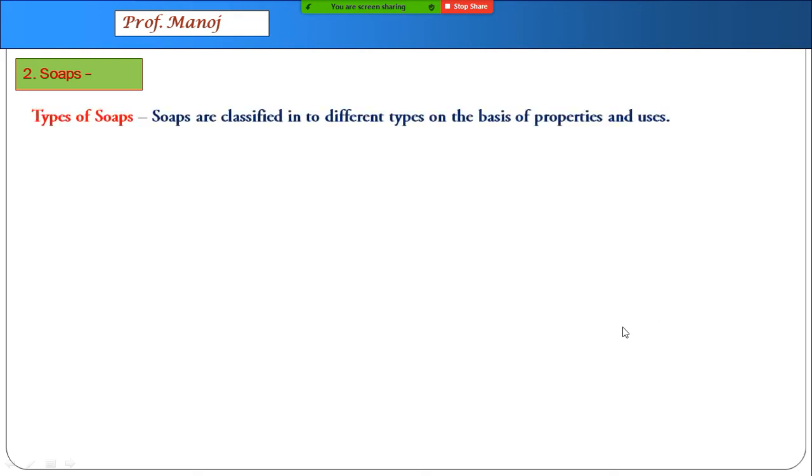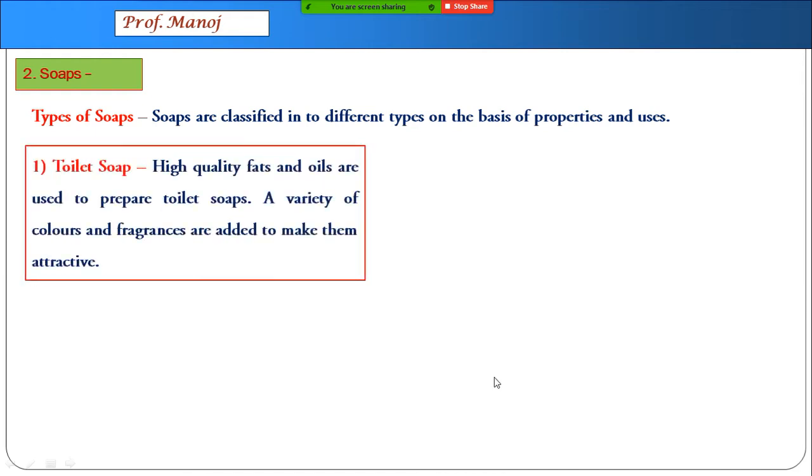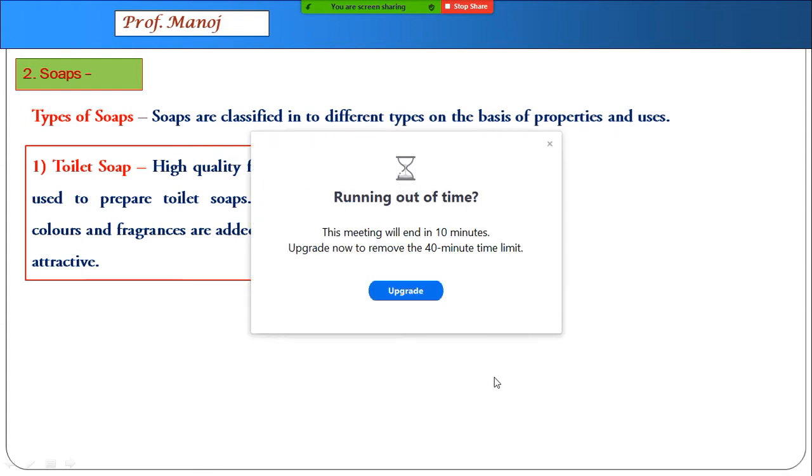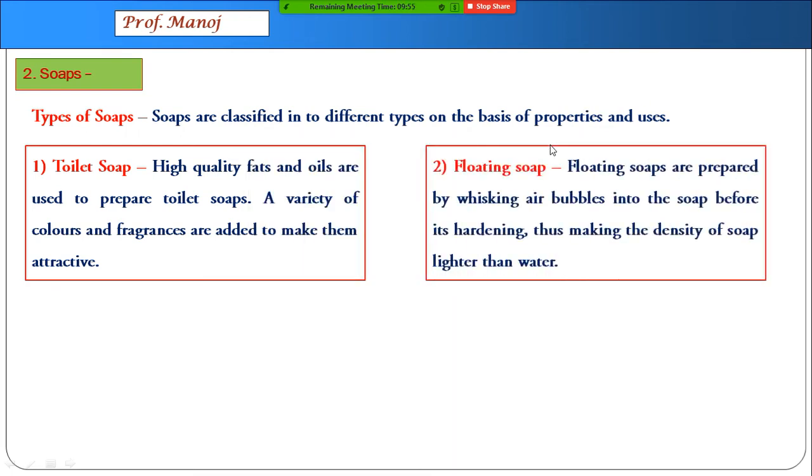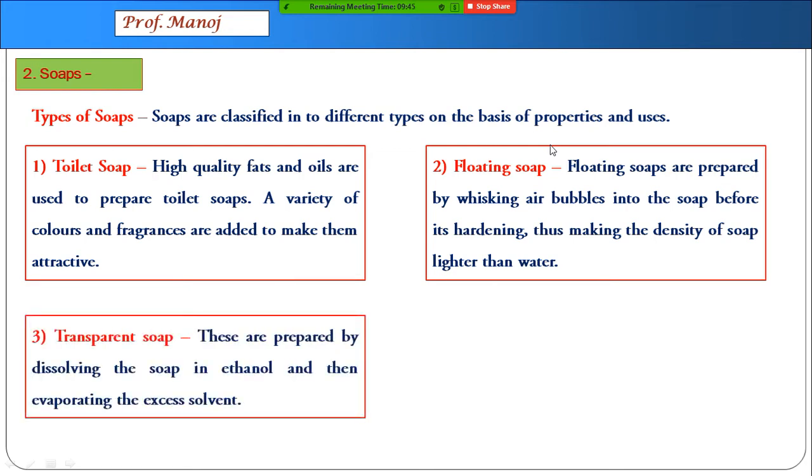Now we will study different types of soaps which we use in daily life. The first one, the most common one which we use, is called toilet soap, used for taking a bath. Different colors, fragrances, and different types of chemicals are used to change the properties. The second type of soap is called floating soap. These are usually made for bathtubs, jacuzzis, and such things, and usually for children. Then transparent soaps.